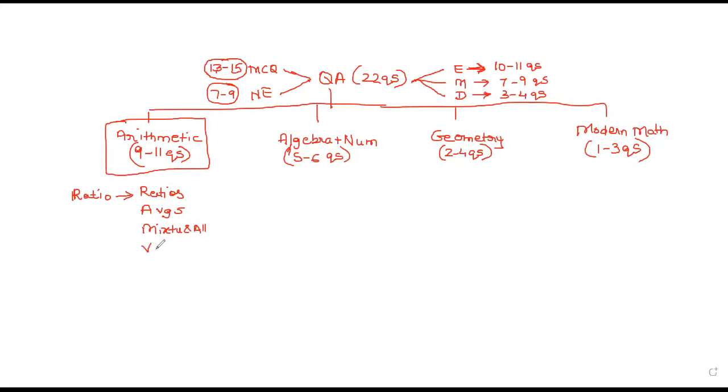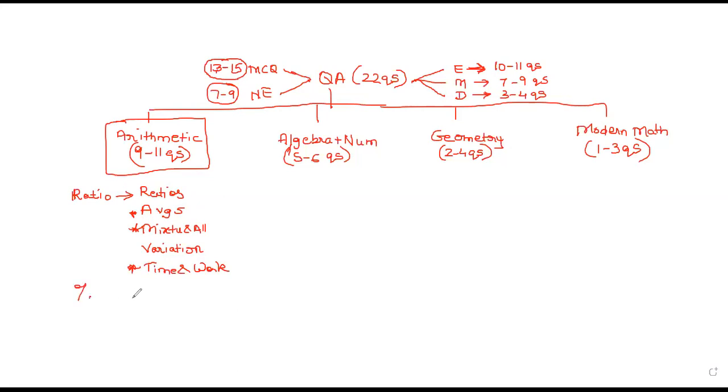Then you have variation, which is direct and inverse proportionality, joint proportion, and an application of joint proportion, which is questions on time and work. Now, within these, averages, mixtures, and time and work are areas where we've seen a lot of questions come in CAT. So I would call this entire section very, very important.